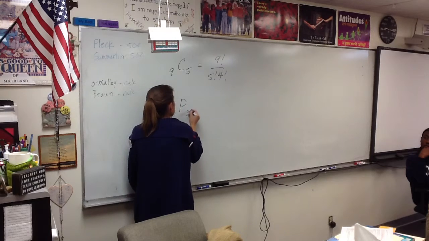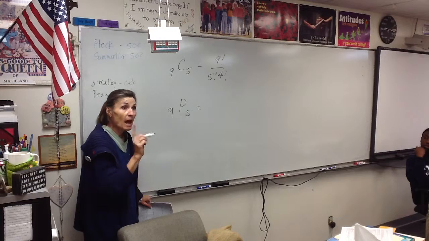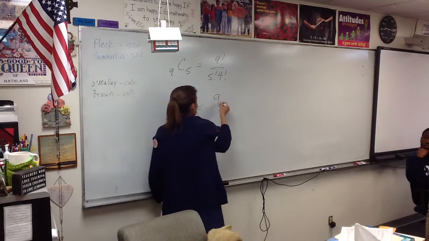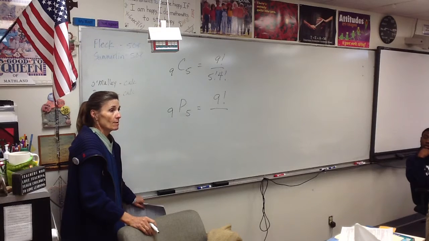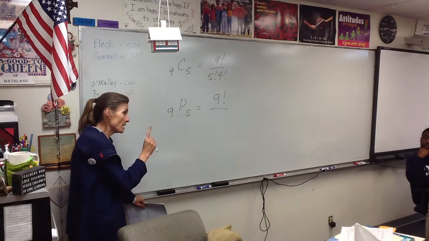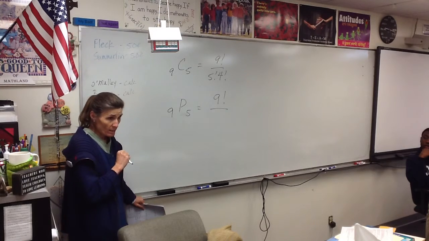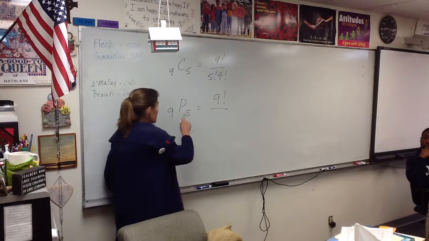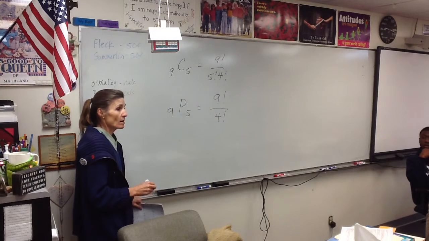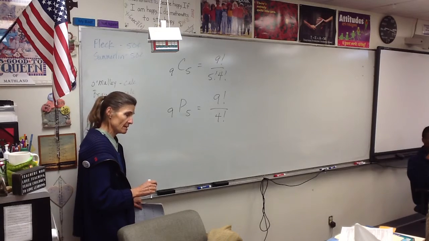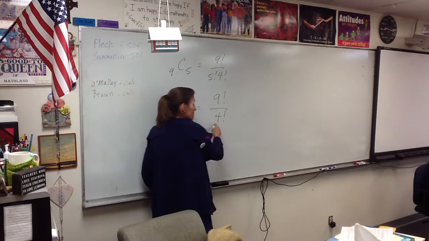What about the P? Anybody remember the P formula? The top is the same. It's 9 factorial. For the P, the bottom only has one number in it, and the number in the bottom is 4 factorial. Where did I get the 4? Just the difference. So this would be the setup.